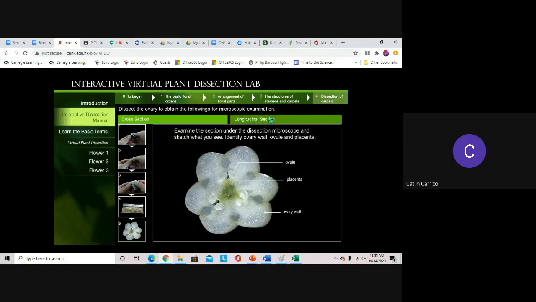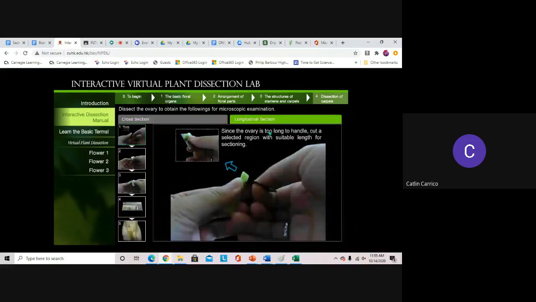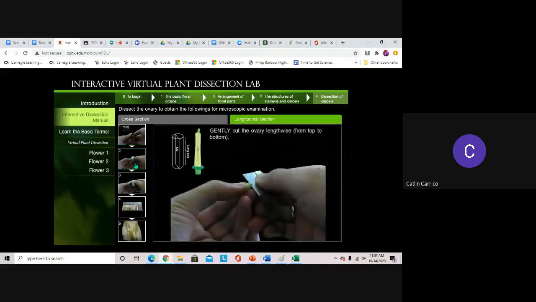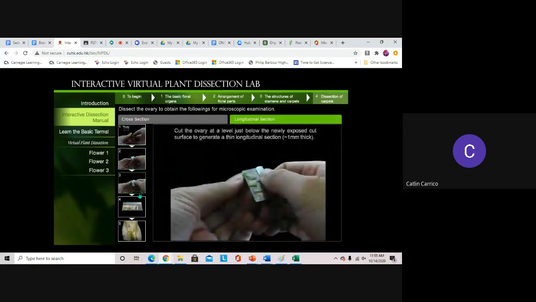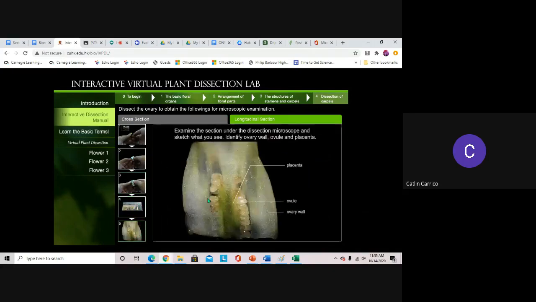Now if we did a longitudinal section, which is a long cut, you would carefully cut along the edge, getting your samples, and then we would be able to see this from alongside. Here's your wall, your ovules or immature seeds at this point, and then the placenta that's holding those seeds in place.